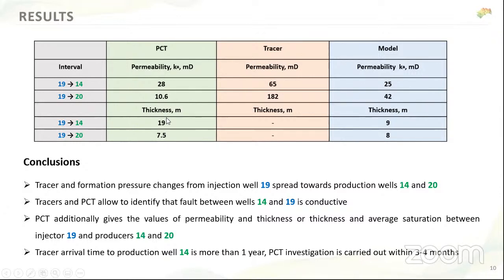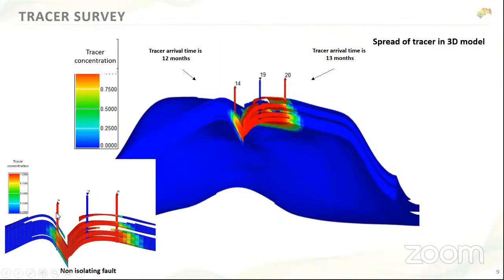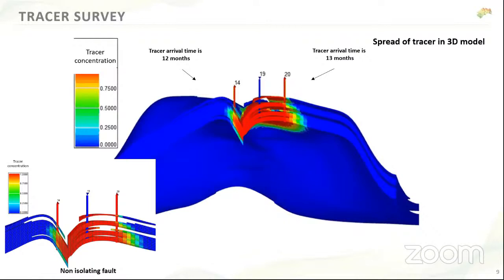And from pulse code testing, we are also able to understand the connected reservoir thickness between the wells, which tracers cannot demonstrate. We may see that between the wells where there was no fault, our connected thickness estimate was good, but between the wells which have a fault, our evaluation of connected reservoir thickness is overestimated. Why does it happen?